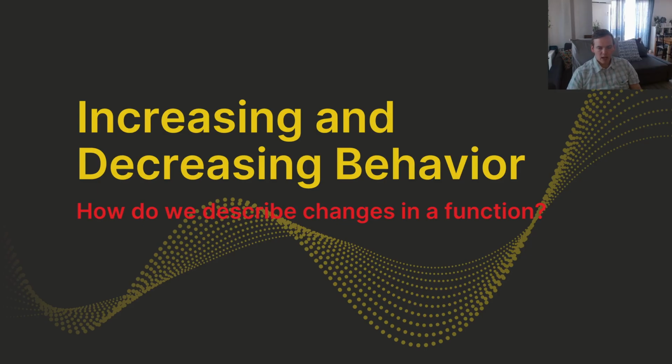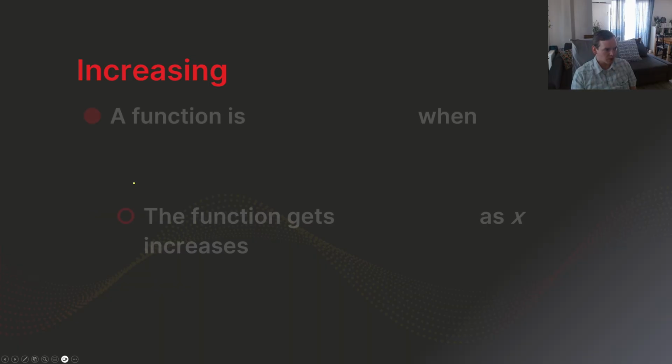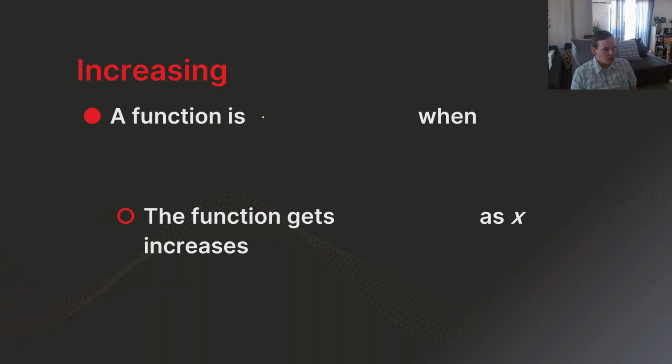Let's take a look at some properties of functions and how that relates to derivatives here. So we're going to look at increasing and decreasing behavior. A function is said to be increasing when the first derivative of that function has values greater than 0. So if you take the derivative and you evaluate it and you get a value greater than 0, it's increasing.